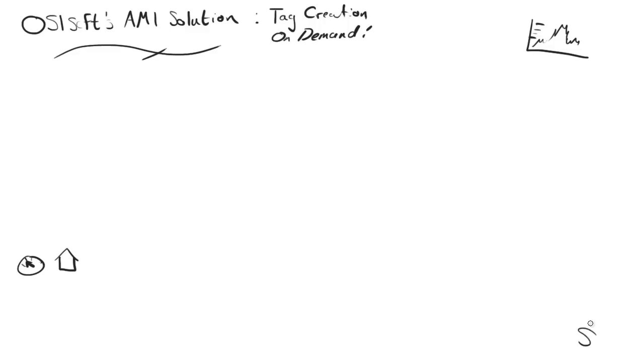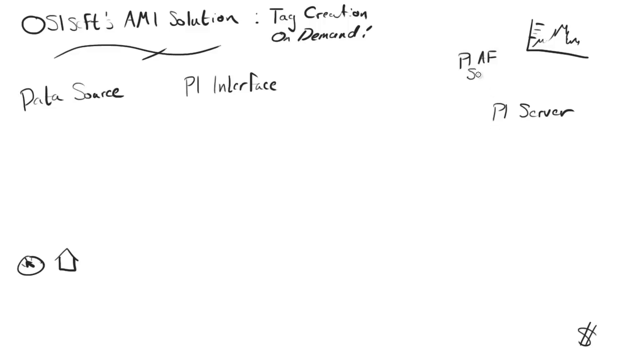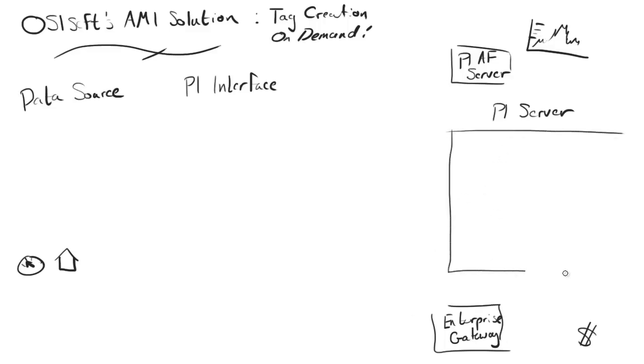So to start off, we have meters, and then we have areas where we want to view the data, and so we need PI tags to accept that data. So we have a data source, we have a PI interface, and we have the PI server, which will ultimately store all that data. We also have the PI AF server and the enterprise gateway machine on the side here. But we will concentrate in this video on the PI server and how we create tags on that machine.